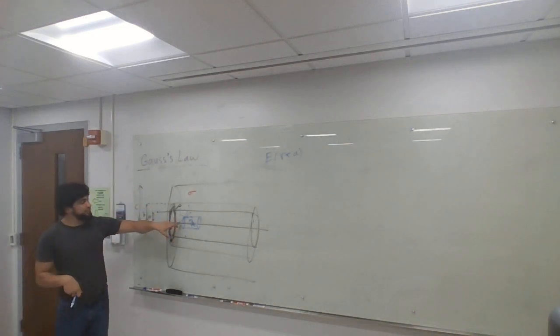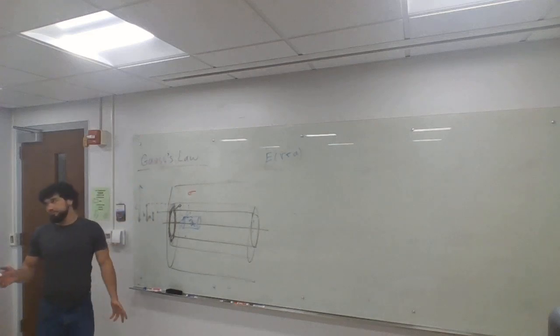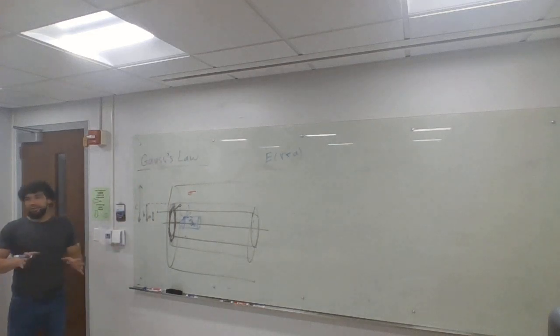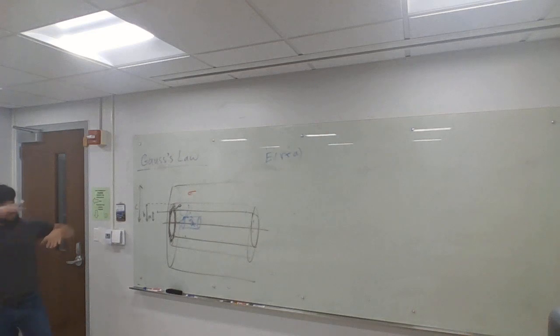What I'm saying now is applied here, is applied here, is applied there. It's the same. E is going to be radial, and if you are at the same distance from the axis, the electric field is going to be with the same magnitude, by symmetry of the problem.